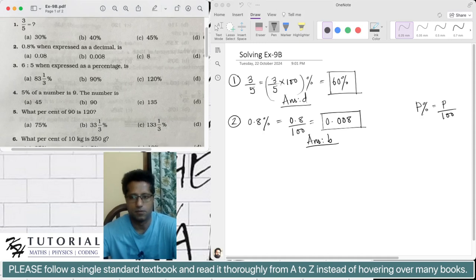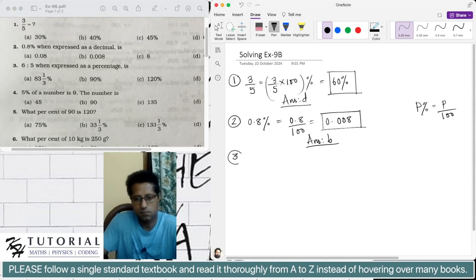Let's do problem number 3. Problem number 3 is 6 is to 5 when expressed as a percentage is. So we have to convert or express the ratio 6 is to 5 as a percentage. So first we convert the ratio into a fraction. We know that 6 is to 5 is nothing but 6 by 5. So 6 is to 5 when expressed as a fraction is 6 by 5.